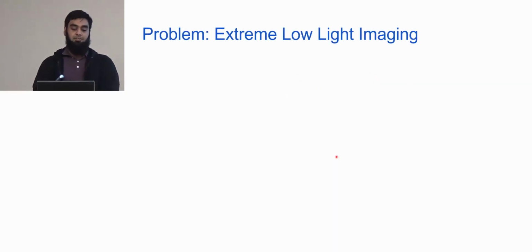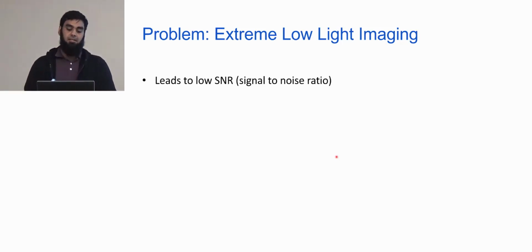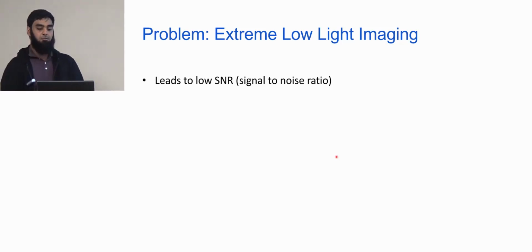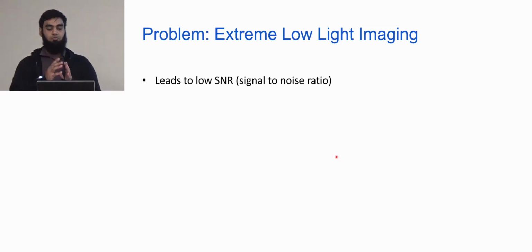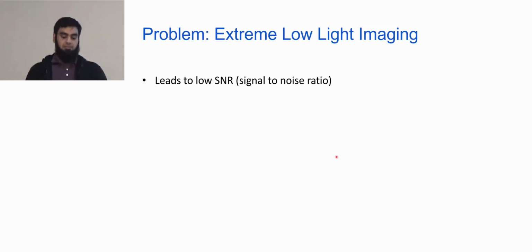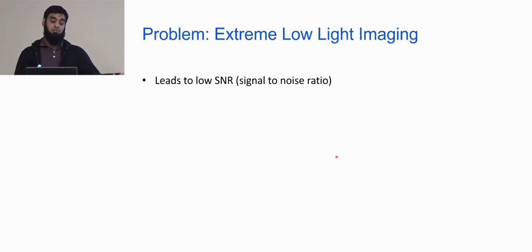So they're basically addressing the problem of extreme low light imaging. Is it possible to take very accurate images in low light? The problem that usually occurs when you're doing that with current cameras is that it leads to a very low SNR, that's a signal to noise ratio. What that basically means is that the signal and the noise are mixed in a specific proportion. And if that gets too much in favor of the noise, then the image is not discernible.